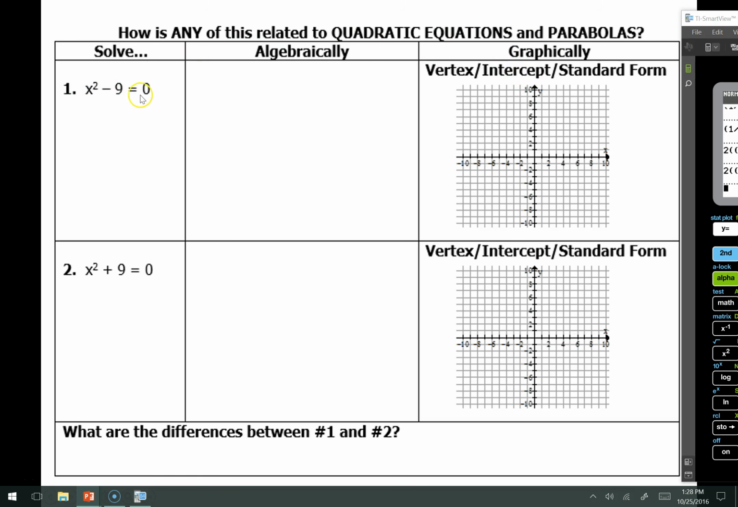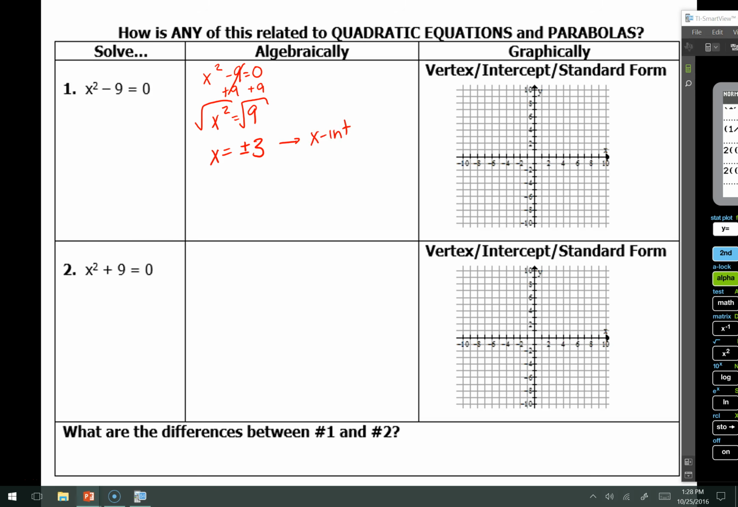x squared minus 9 is equal to 0. If you wanted to solve this algebraically, you first need to isolate the x squared, like we were just doing. So from that problem, x squared minus 9 is equal to 0, I'm going to add 9 to both sides. When I do that, I get x squared is equal to positive 9, and now I can take the square root of both sides. That gives me x is equal to, don't forget, the plus or minus, 3. These, remember, are the x-intercepts, whatever x is equal to.